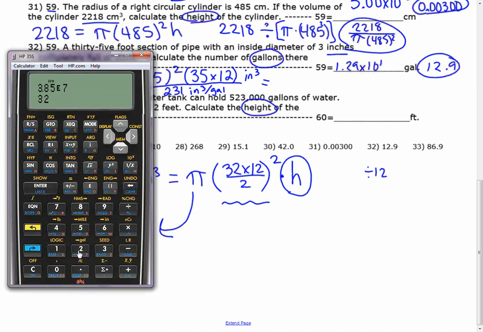So we'll do 32 enter, 12 times, 2 divide. So that's the radius in inches. We're going to square it, blue x squared. And then we also want to divide that into the volume. So we'll hit divide. So that's the height in inches. Our final step will be 12 divide. And we get the height of that cylinder, 8.69 times 10 to the first, or 86.9.